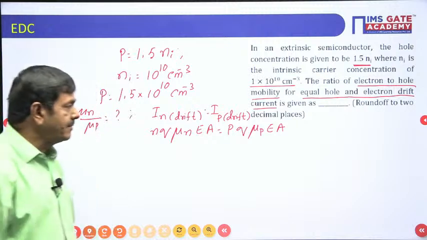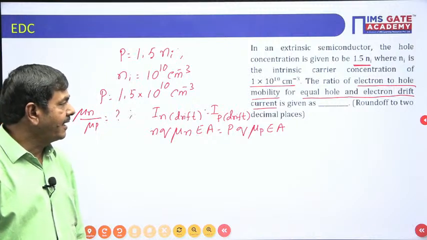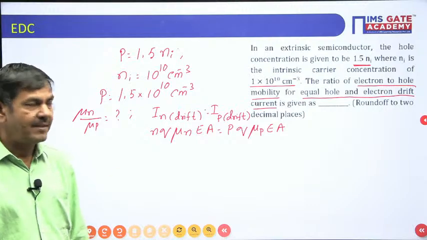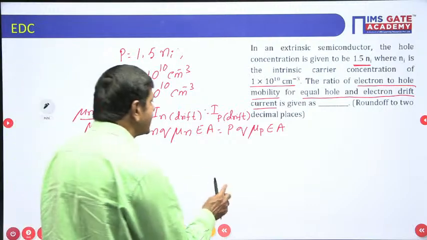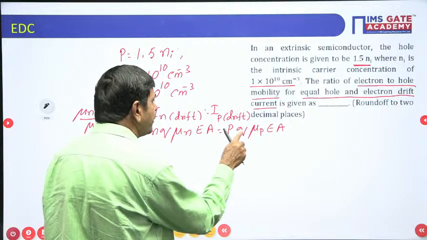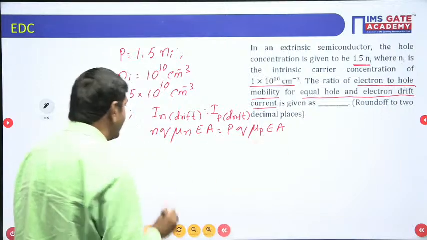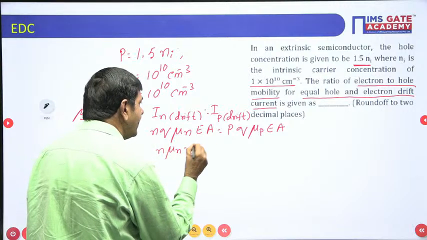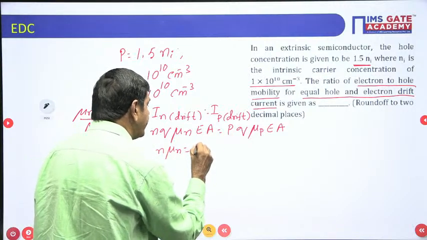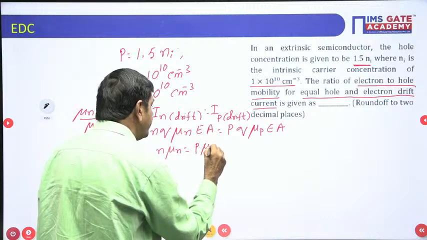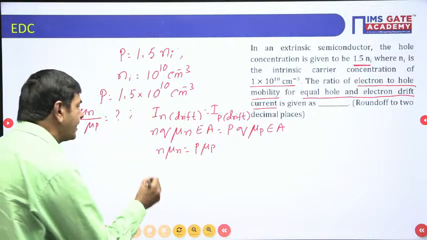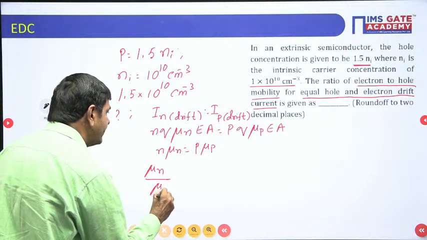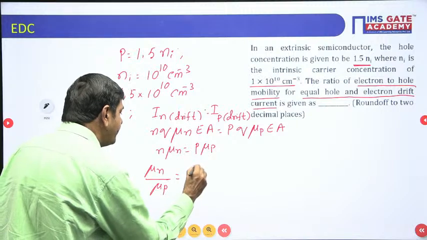That is the current due to holes because of drift. On both sides I can cancel Q into E into A. Finally, what did I get? N into mu n is equal to P into mu p. But what ratio is required here now? Mu n by mu p is required. That ratio I can get from P by N.